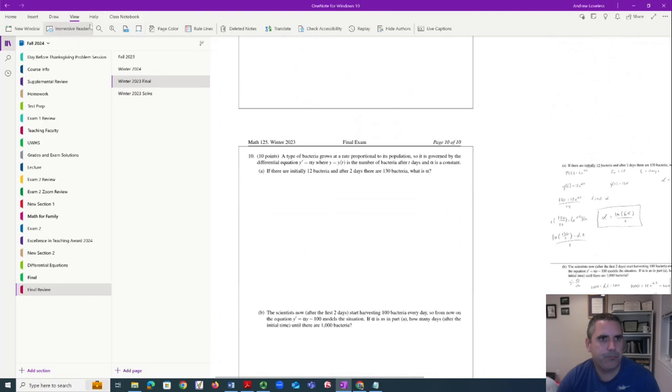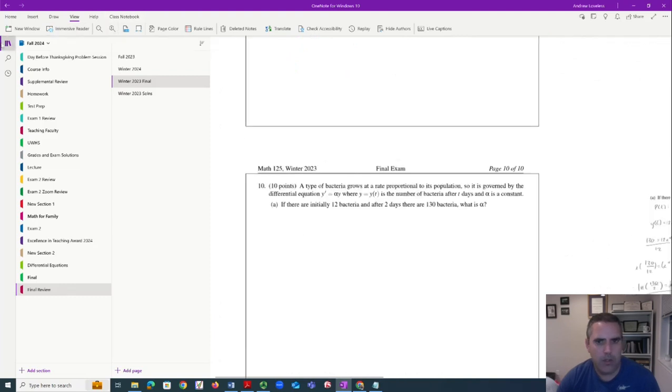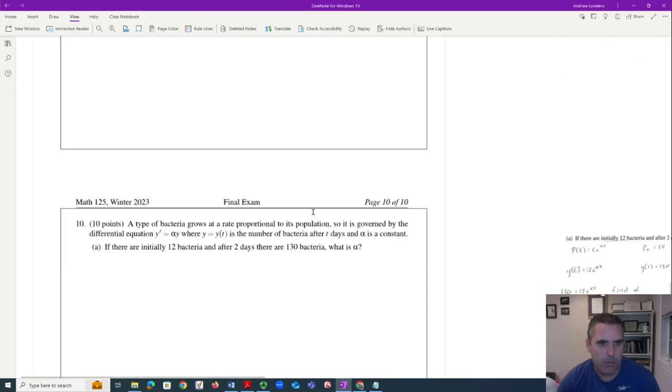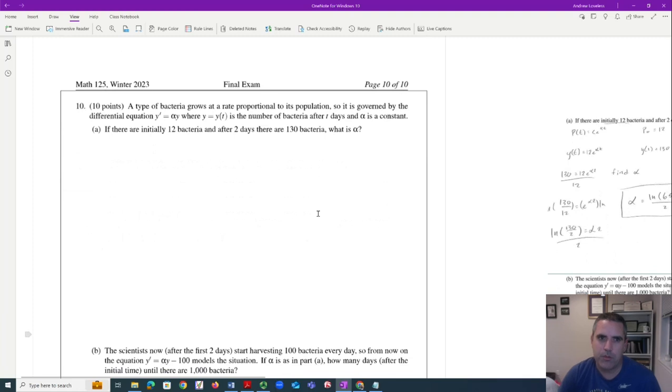Last one. So here's one where it's a population problem. A type of bacteria grows at a rate proportional to its population. So this is it. Now, normally when I've been writing it, I've been writing dy/dt is ky, or dp/dt is kp. But it's similar. We have dy/dt is alpha y. So don't let other variables scare you.